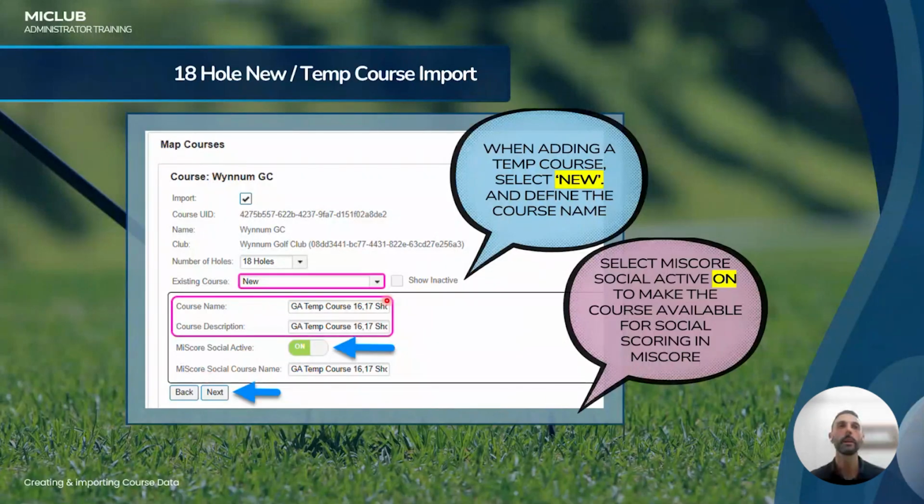And in the name, I recommend just copying and pasting whatever name you put here into there. And if you don't want the course available in MyScore Social, just make sure this is set to no, or to off, sorry.